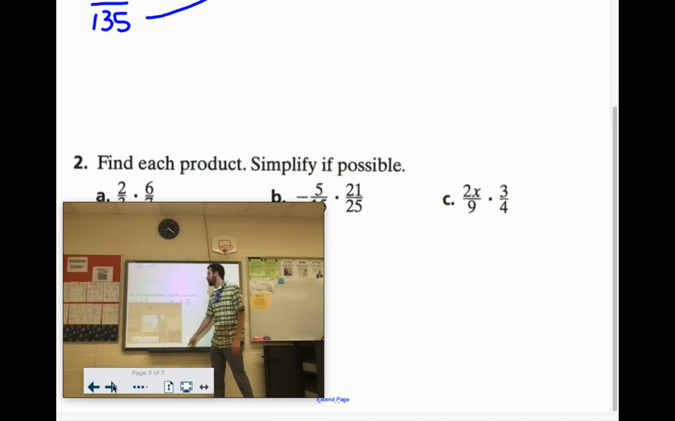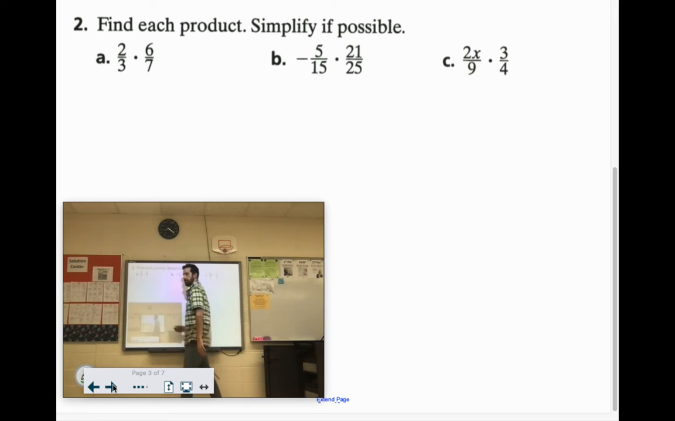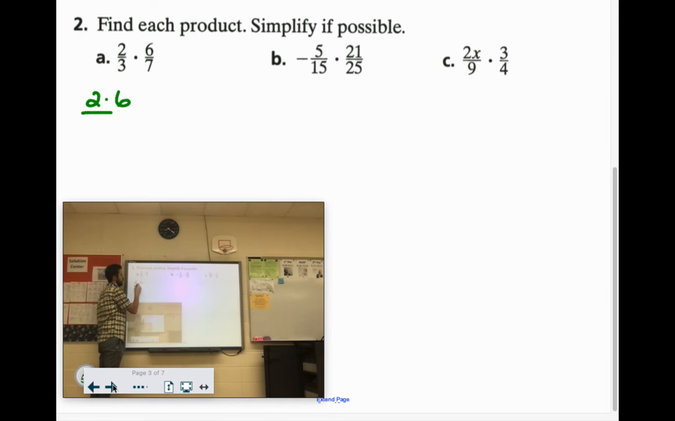So try to simplify early if you can think about it. Like on A here. We see the 3, we see the 6. Even if they're from different fractions, if they're being multiplied, you could think of this as like, we're doing 2 times 6, and we're dividing it by 3 times 7.